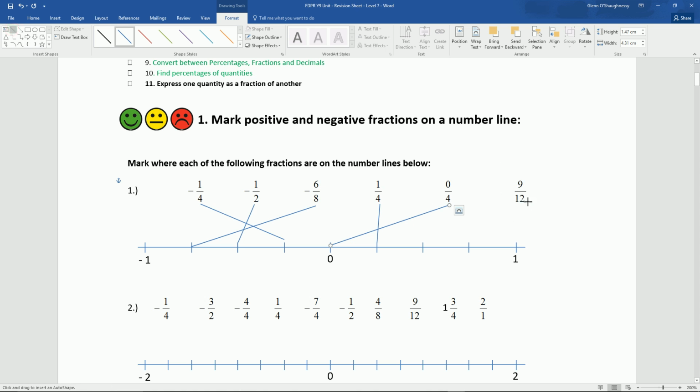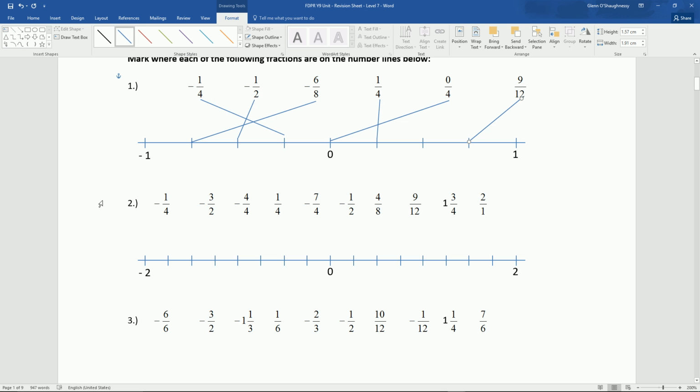Well, again, I'll make an equivalent fraction, turn it into quarters. So 4 goes into 12 three times. So I'm going to reduce the size of the 9 and the 12 by a factor of 4. Divide them both by 4, I get 3/4. So that's 3/4, which is there. All right, moving on to the next one.